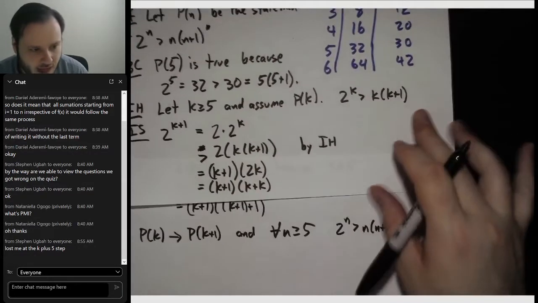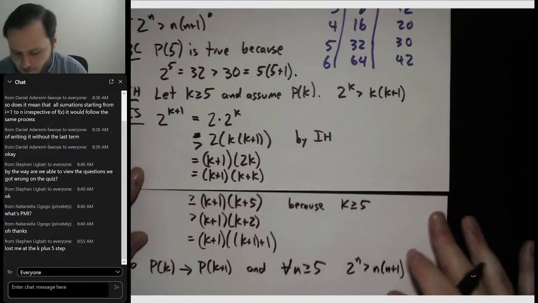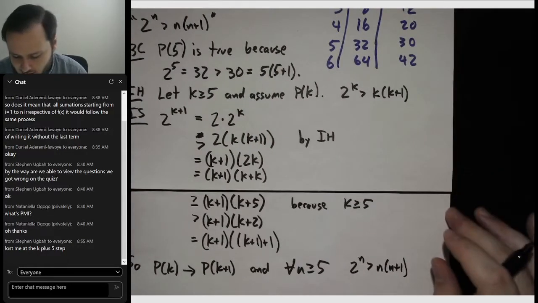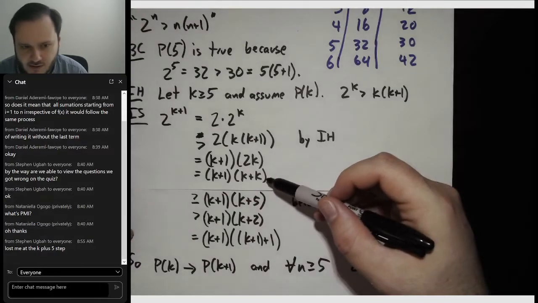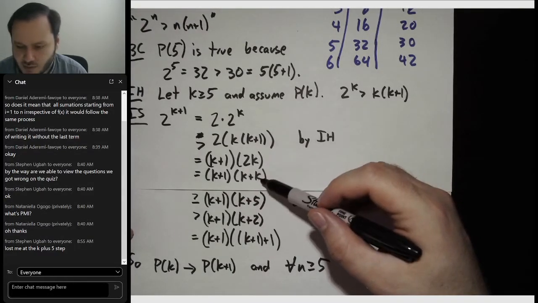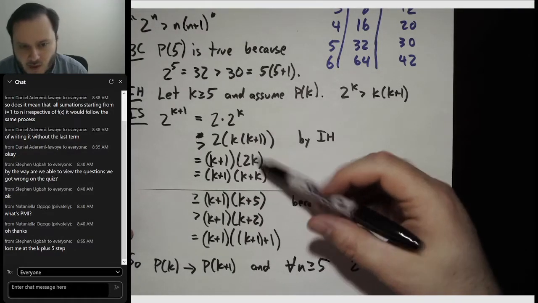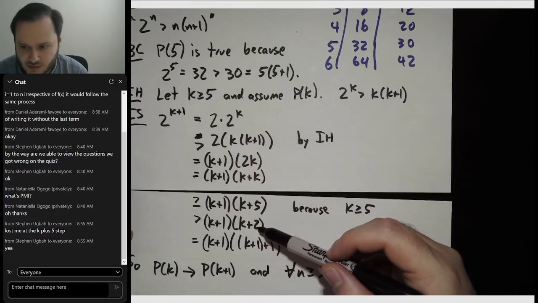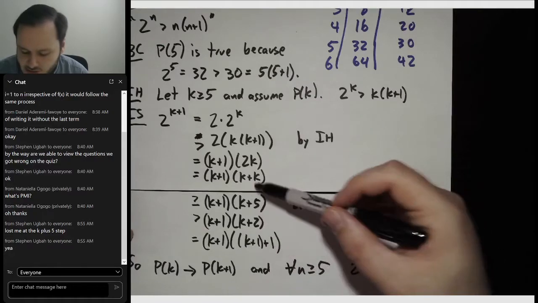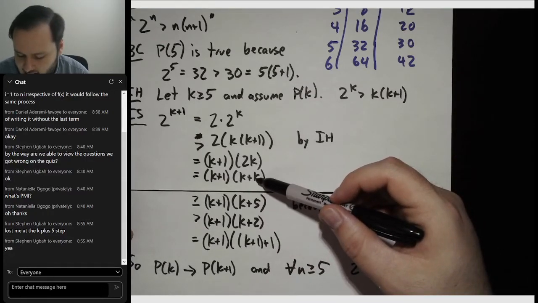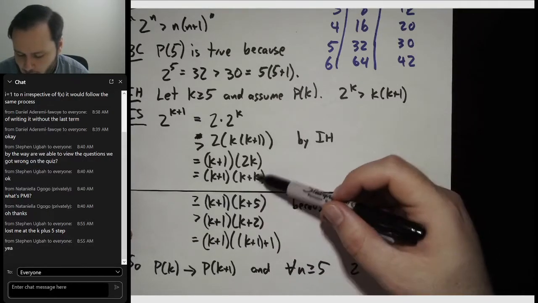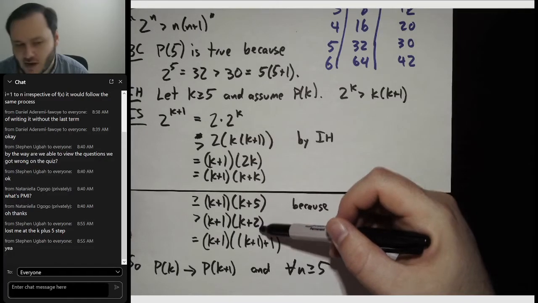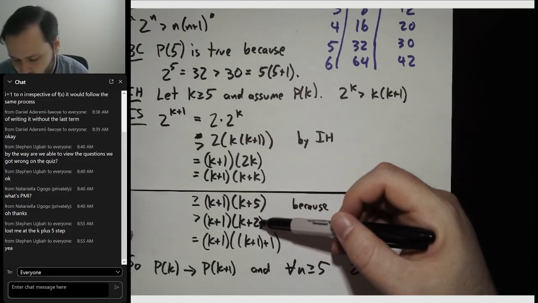I lost you at the k plus 5 step. Okay. So let's go back. So you're good here. 2k is equal to k plus k. What I want to get down to at the end, my goal is to get down to k plus 2. So I need to replace k with something smaller. I could go right to 2. It's just a little bit harder to see.